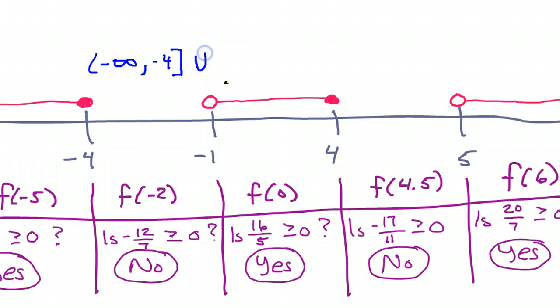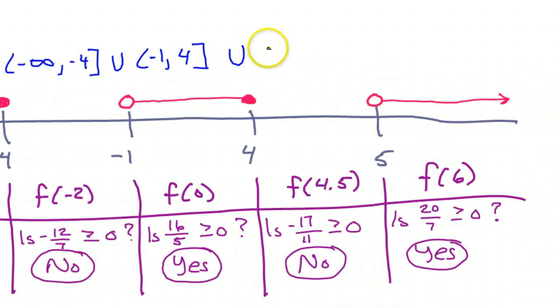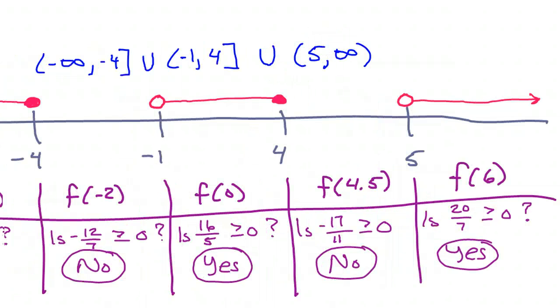And then union. Here we have an interval from negative 1 to 4. I'm going to put negative 1 with a round parenthesis, notice the open circle. But 4 will have the square bracket, notice the closed circle. And then union. And I'm going to do 5 to positive infinity, because it just goes on from there. Round parenthesis, notice the open circle. So 5 to infinity. So there is your interval notation.